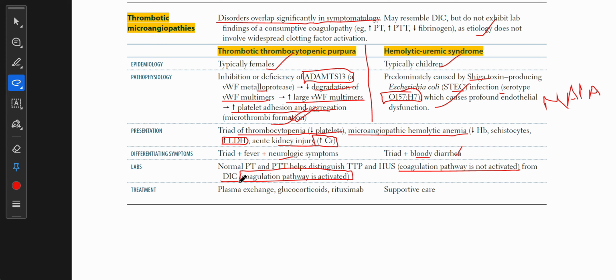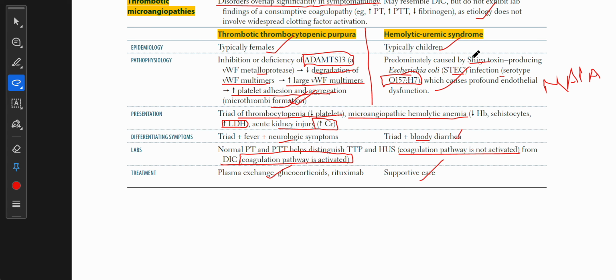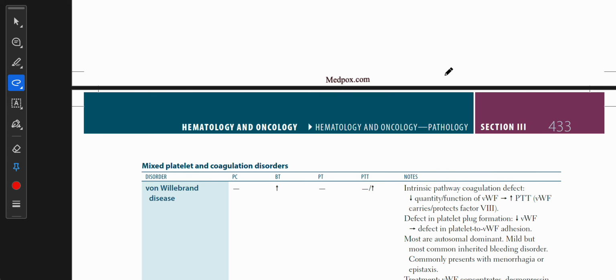So the treatment is plasma exchange and glucocorticoids, also rituximab in TTP, but supportive care in HUS, obviously. You can use antibiotics for this bacteria if there are GI symptoms also.